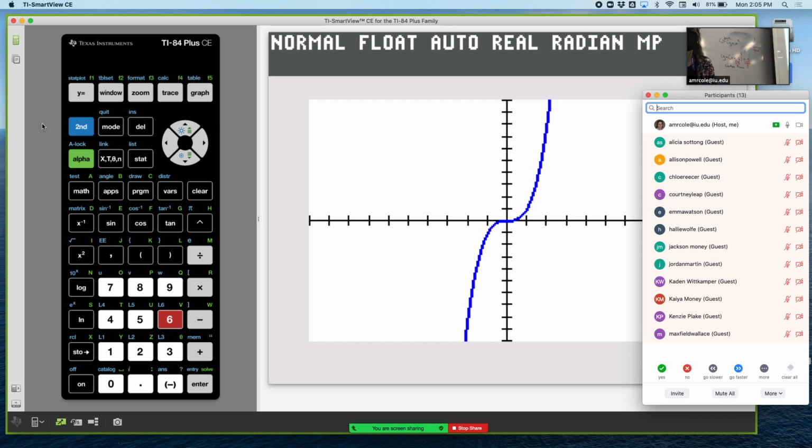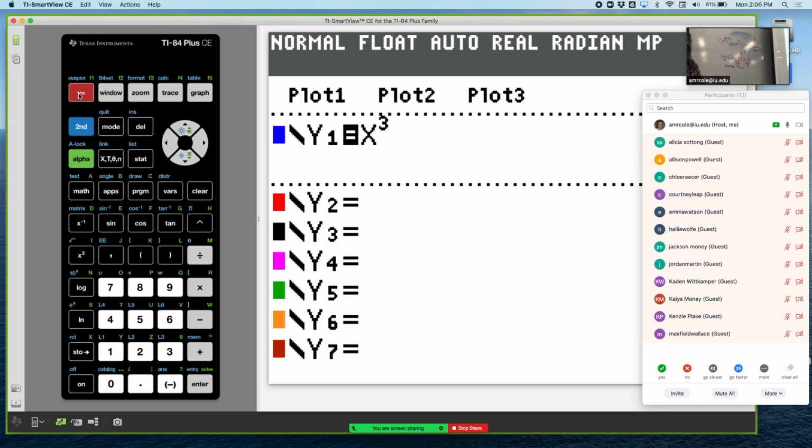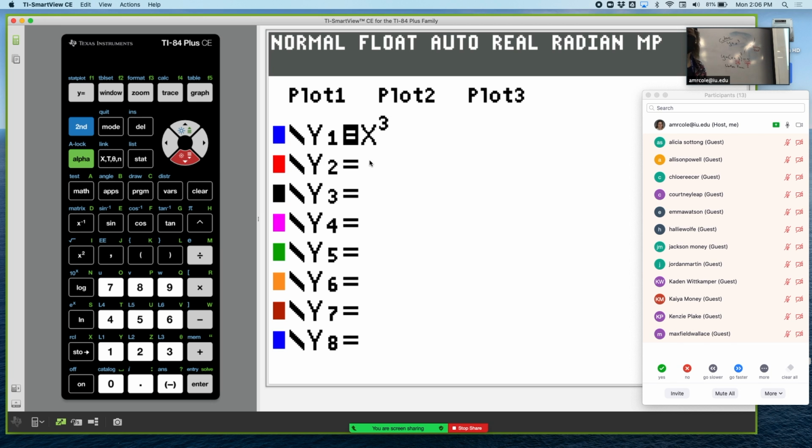Okay, so let's go in and see. All right, let's go into y equals. Now, I want to leave x to the third there, because in the graphing calculators that show color, the x to the third is going to be blue. If I arrow down, whatever I put in y2 is going to be red. Okay, so let's put that equation in.